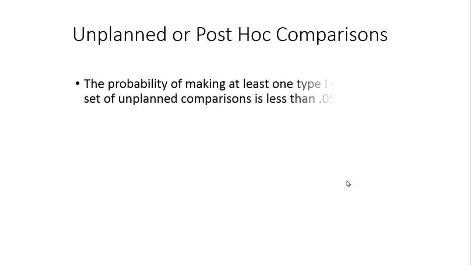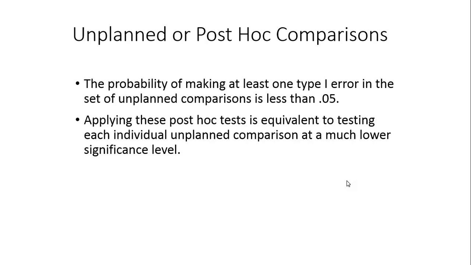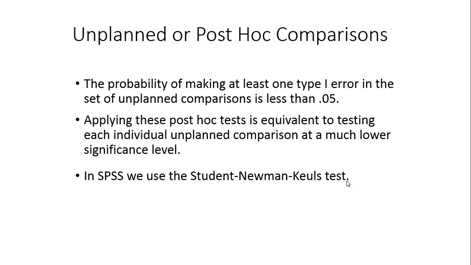So a really common one is the Student-Newman-Keuls, which we'll use in this course. The probability of making at least one type 1 error in the set of unplanned comparisons is less than 0.05, and applying these post hoc tests is equivalent to testing each individual unplanned comparison at a much lower significance level, much like the planned contrasts, where we divided alpha by k. In SPSS, we use the Student-Newman-Keuls test.